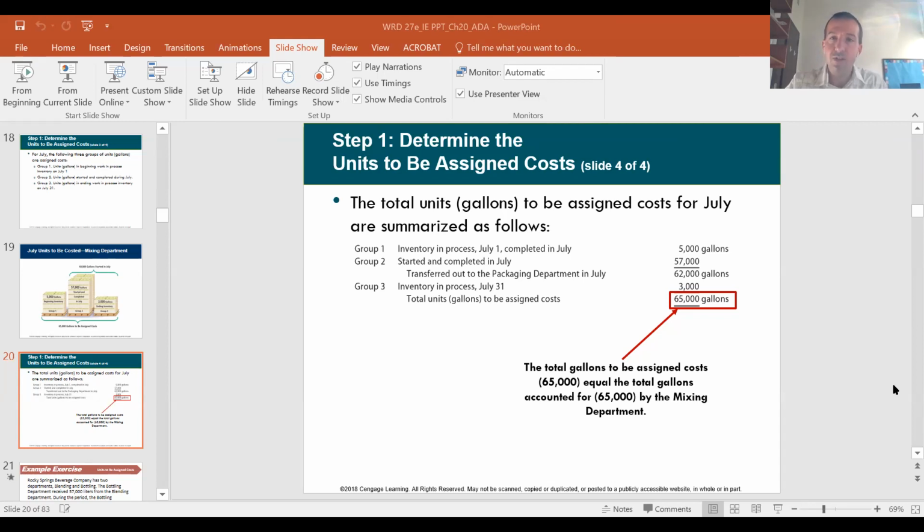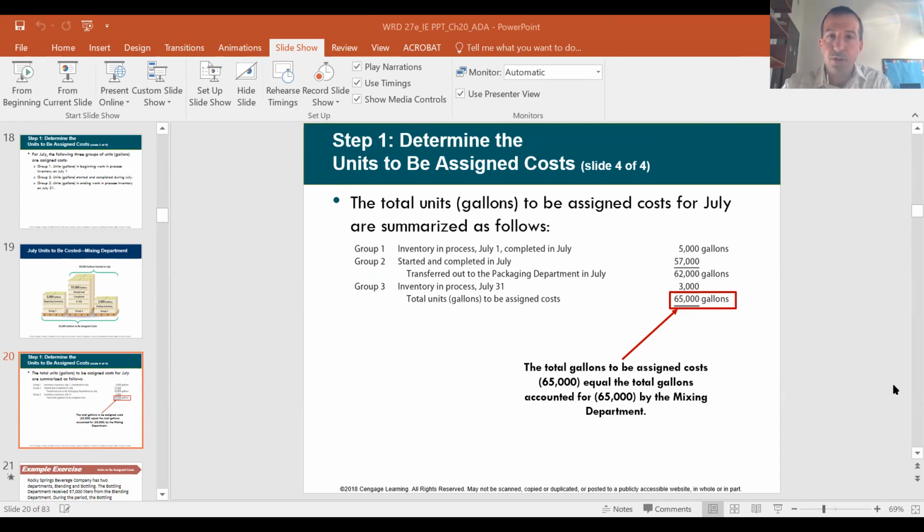We're building up cost as we go through the process until we're ready at the end to sell. And when we're ready to sell at the end, it goes into finished goods. And then when we sell it, it goes to cost of goods sold. So let's talk about the steps here. And let's see if this helps a little bit.